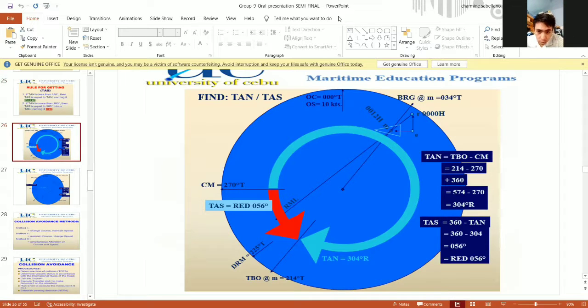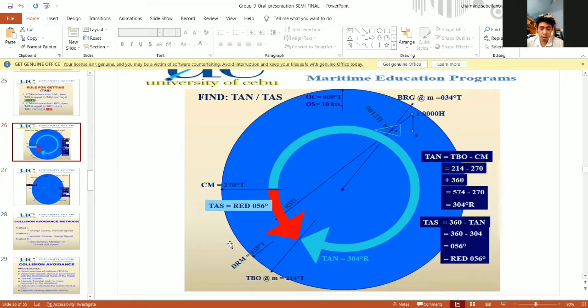So this is an example of how to get TAN. For example, if we have here TBO equals 214 and CM is minus 270 plus 360, so equals 574 minus 270. So TAN is equals to 304 degrees relative.